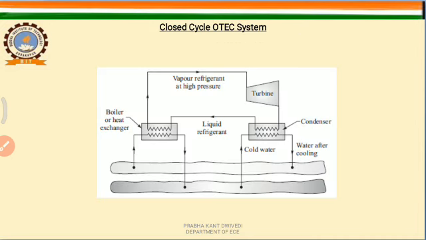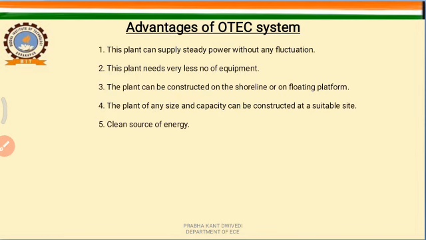Here in the closed loop system, sometimes it needs a filter, because when the ammonia is converted into vapor, it is not converted completely. Some droplets remain in the steam. So what the filter does is separate the steam from the droplets of the ammonia. The other advantage is that the plant can be constructed on the shore line or on a floating platform.